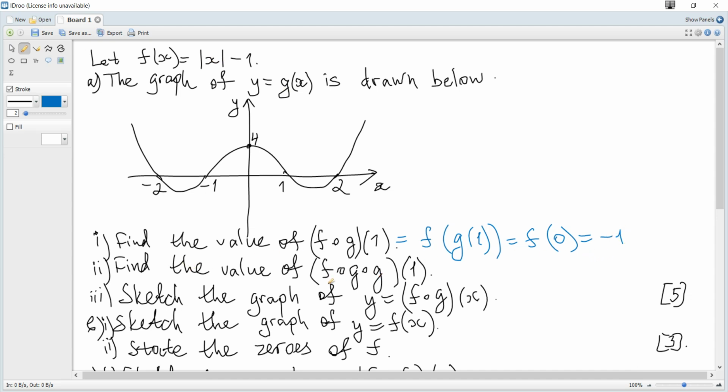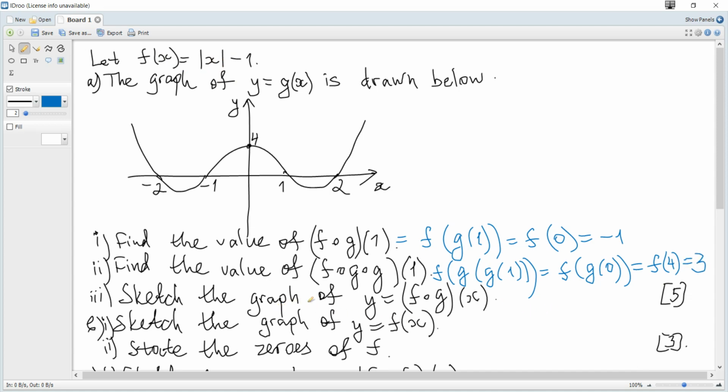Find the value of f of g of 1. So g of 1 is 0, so it's f of g of 0. g of 0 is 4, so it's f of 4, and substituting 4 for x into f, we get 4 minus 1, which is 3.